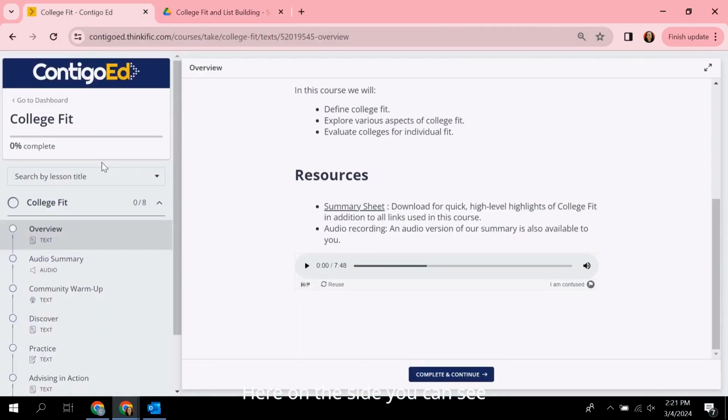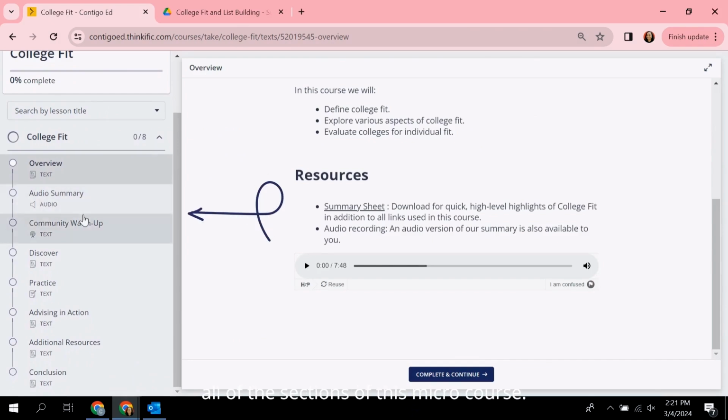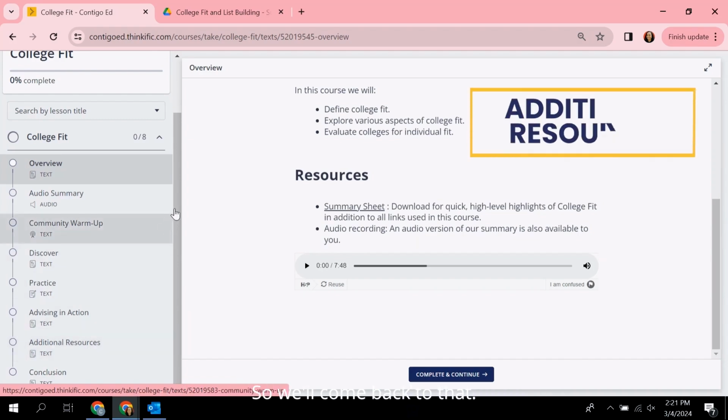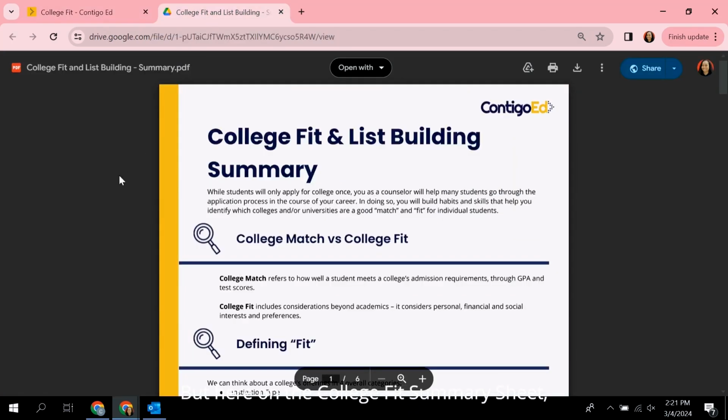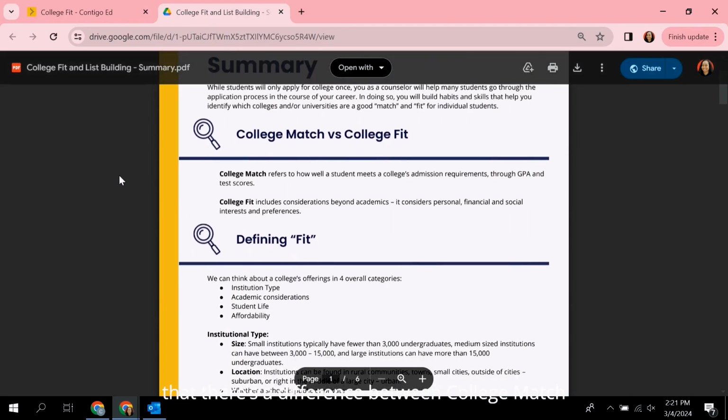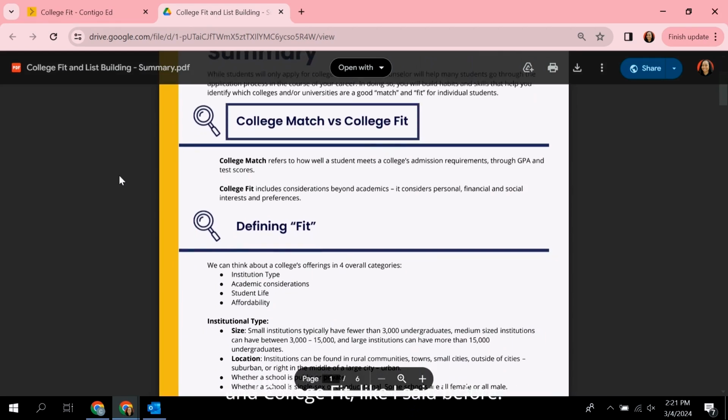Here on the side, you can see all of the sections of this microcourse. And for today's video, besides the summary sheet, we're going to focus on the additional resources. So we'll come back to that. But here on the College Fit summary sheet, I really just wanted to focus on the fact that there's a difference between College Match and College Fit, like I said before.